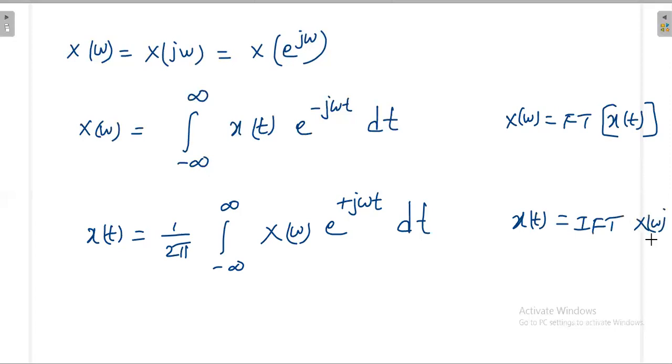Sometimes instead of omega, they may use f also. Omega is always 2 pi f, so there are some distinctions when you use f; there will be a variation with 2 pi. We'll see that later. At this moment we'll operate only with omega. This is the Fourier transform formula, and this one is the inverse Fourier transform formula.